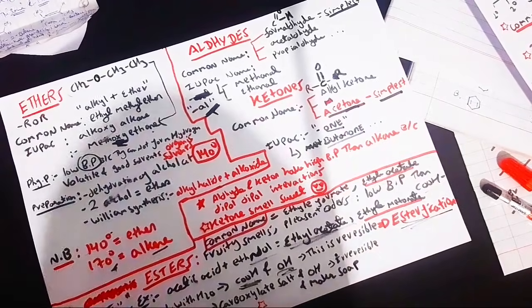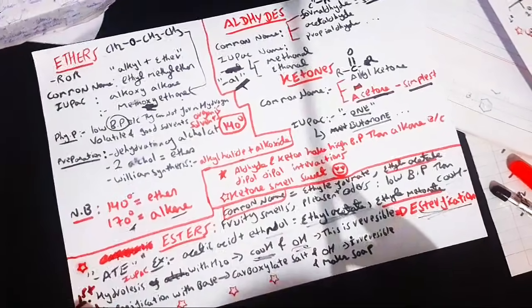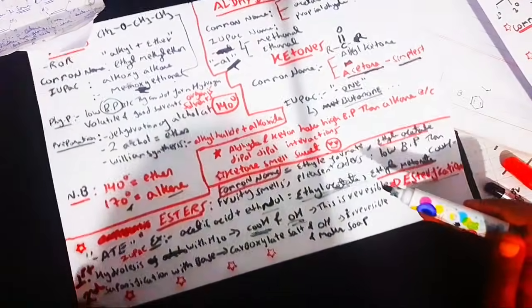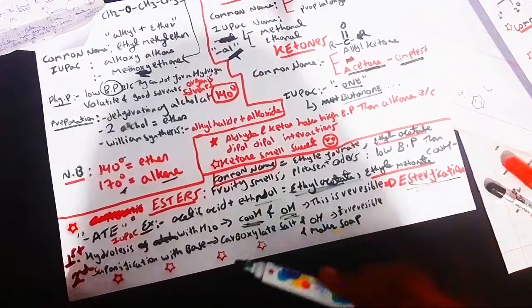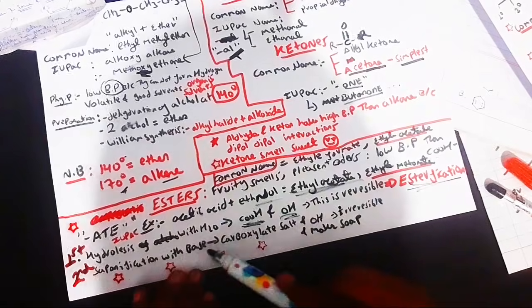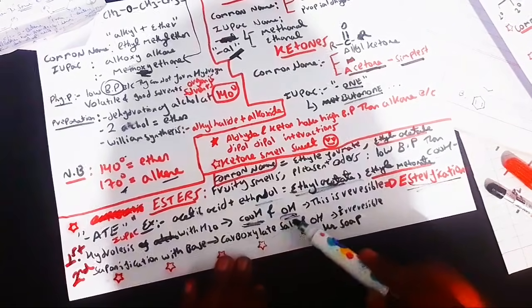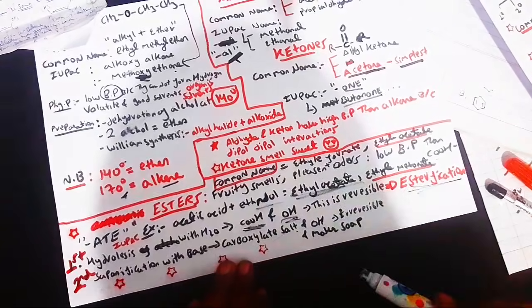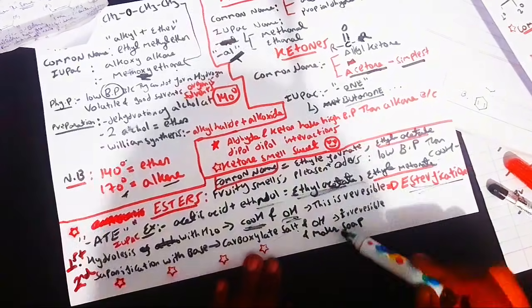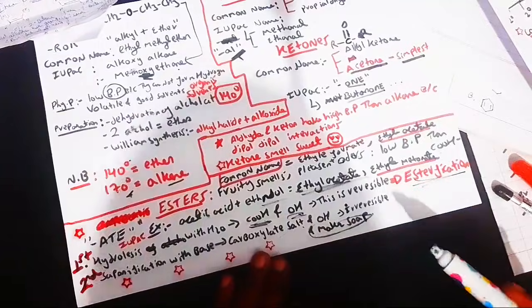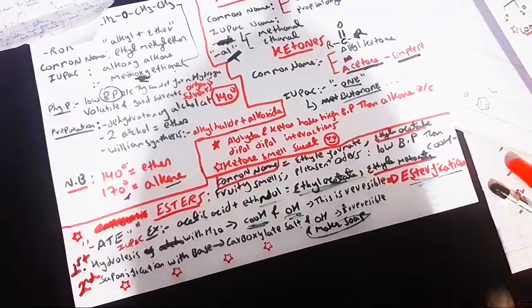The second one is the saponification process. Saponification with a base is going to give us a carboxylate salt and an OH, which is an alcohol. This makes a soap, and it is irreversible.